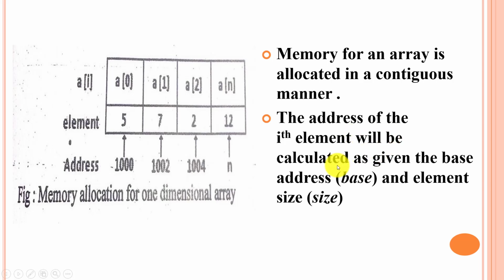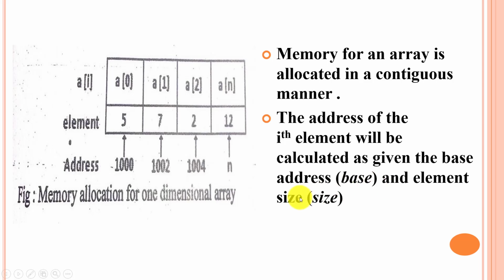So how are we going to calculate it using the base address? What is meant by base address? The address from which the array always starts, that is A of 0, the first element. Here 1000 becomes the base address because the array starts with A of 0 and its address is 1000. So it becomes the base address.